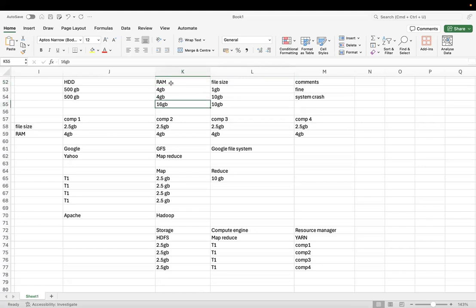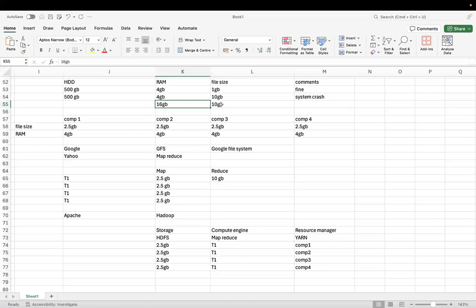So the problem is if this machine is gone, I'll not be able to process this 10 GB at all. That's a disadvantage. The second disadvantage is the requirement here is just the 10 GB and 16 GB.